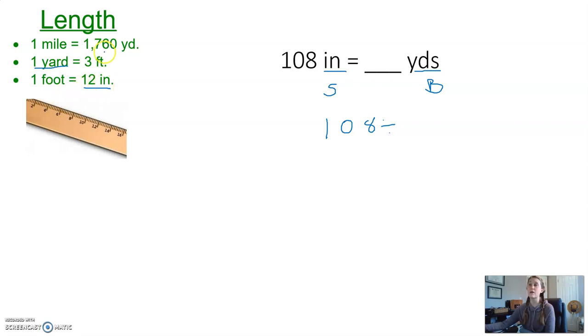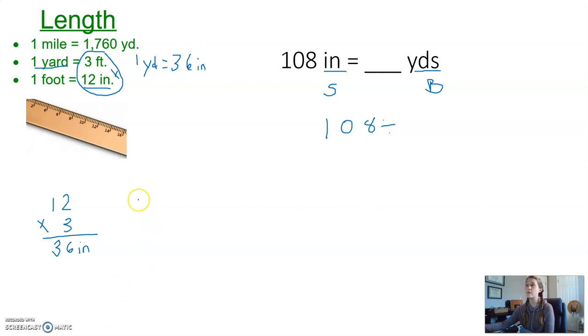To figure that out, I'm going to have to use these two measurements to help me. If I know that there are 12 inches in 1 foot and 3 feet in 1 yard, I can multiply these together to figure out how many inches are in a yard. So if I do 12 times 3, which you should know, but if not, 3 times 2 is 6, 3 times 1 is 3. So there are 36 inches inside of a yard. So maybe I want to write that 1 yard equals 36 inches.